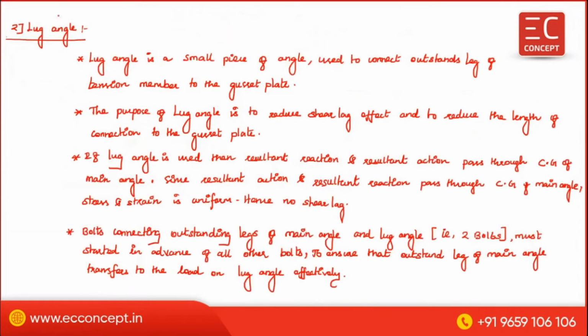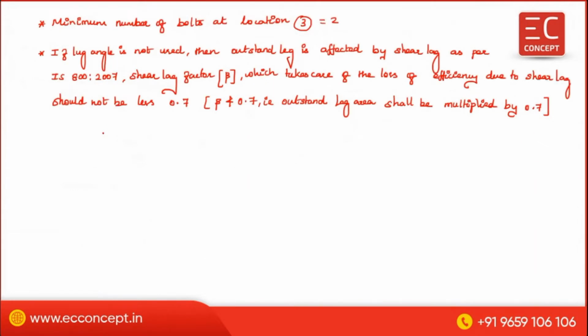Now, the second concept, lug angle. This lug angle is used to reduce the shear lag effect. A lug angle is a small piece of angle used to connect the outstanding leg of the tension member to the gusset plate. For example, what is a lug angle? There is a gusset plate.